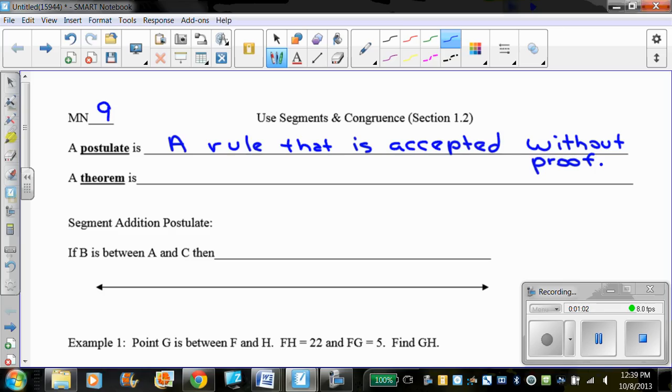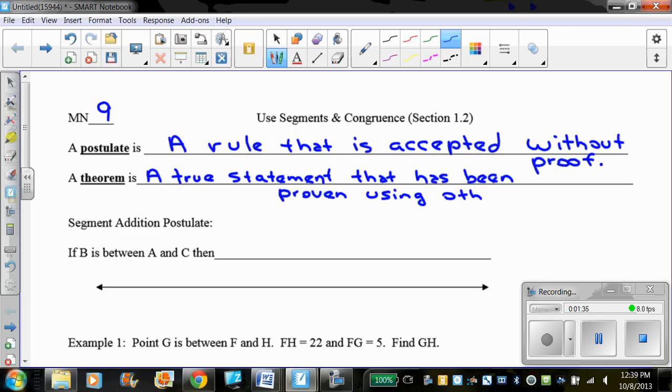A theorem, on the other hand, is a true statement that follows as a result of other true statements, essentially proof. You need to prove it. So a theorem is a true statement that has been proven using other true statements. And this is kind of a big idea.